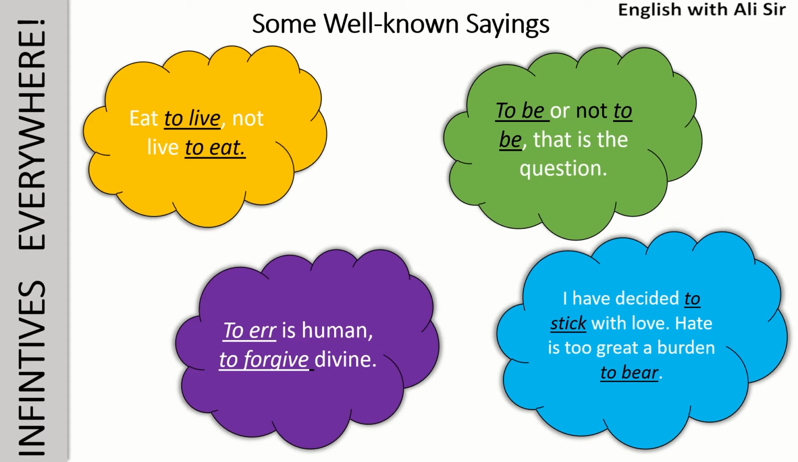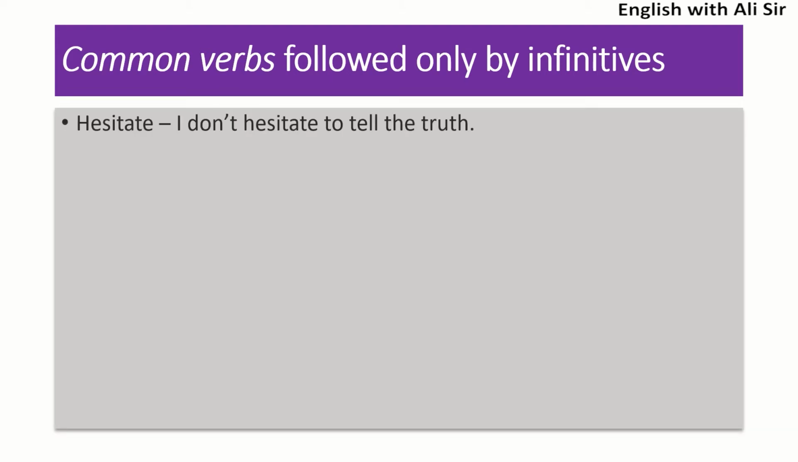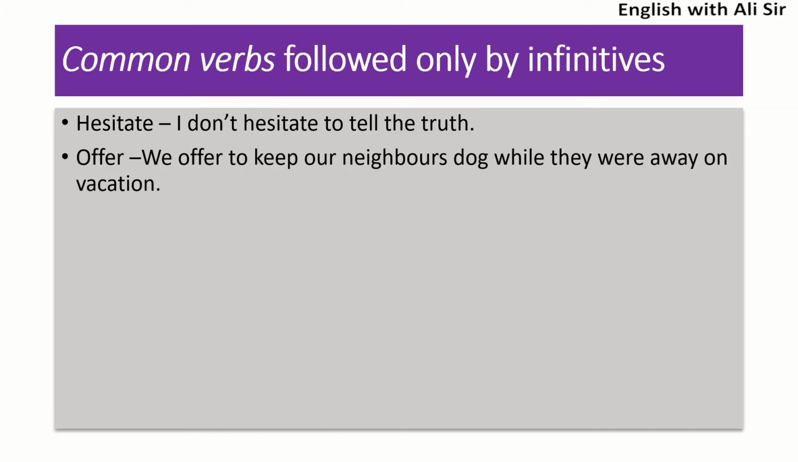So there are a couple of verbs which are followed only by infinitives. For example, hesitate. I don't hesitate to tell the truth. Next verb is offer. That is followed by an infinitive. We offered to keep our neighbor's dog while they were away on vacation.